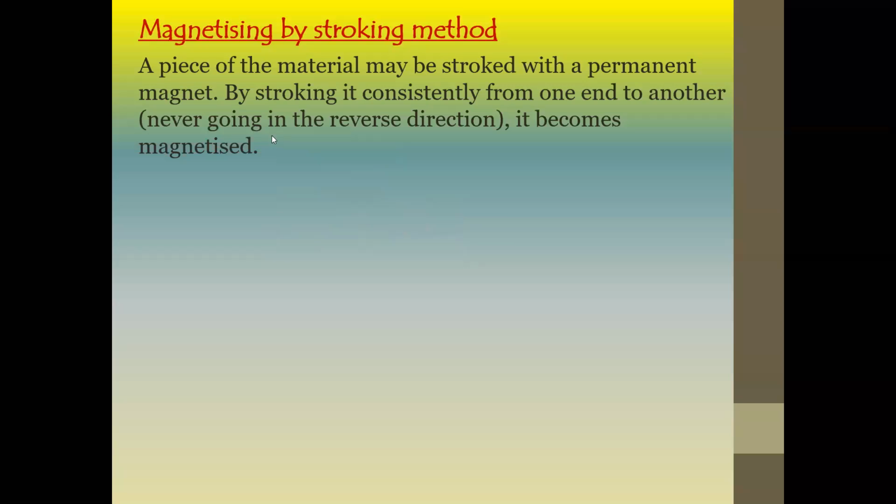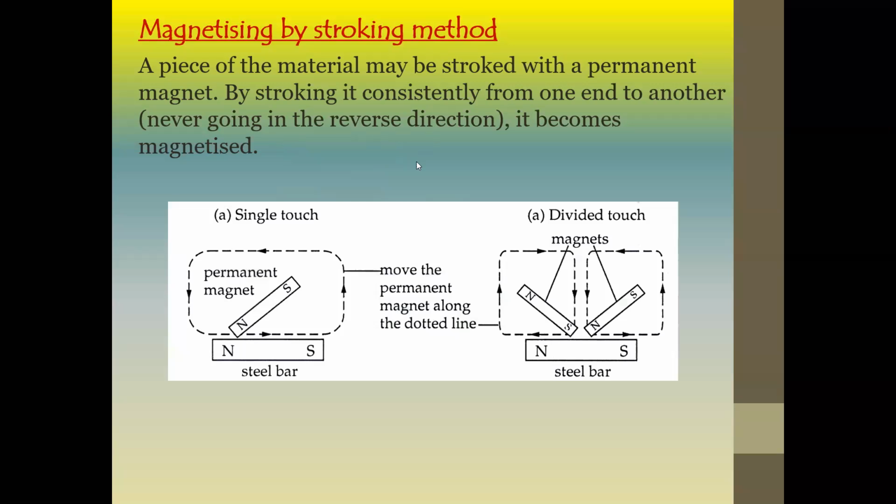So you rub a piece of material which we want to be a magnet, stroking it with a permanent magnet. One is a single touch, another one is a divided touch or double touch. Here, the pole which leaves, for example south pole is leaving, so north pole will be induced. North pole is leaving, so south pole will be induced. This will produce a stronger magnetic field because of the double touch, as compared to single touch. So this is the second method to magnetize a material.